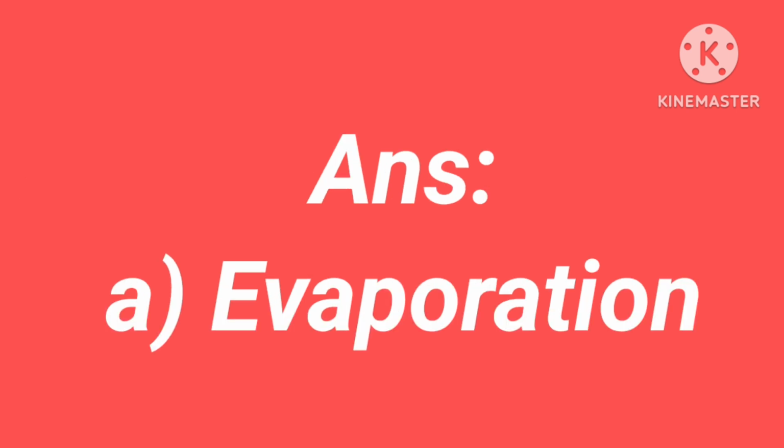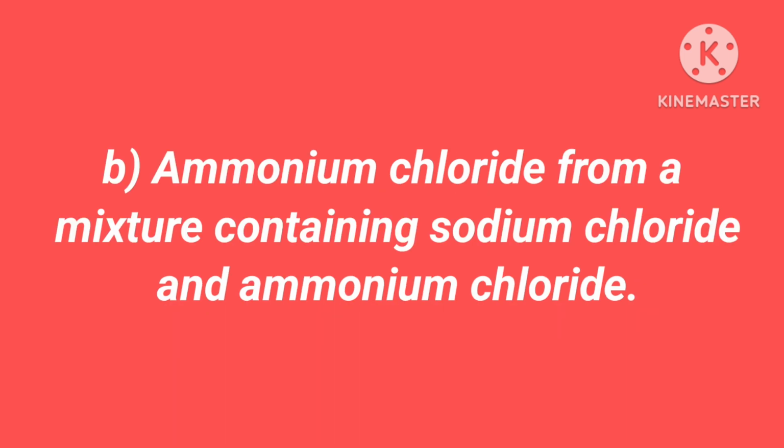By the method of evaporation. The answer is evaporation. Evaporation means we have to apply heat to the salt water. Then the water is evaporated and the NaCl is left behind in solid form. So, you will get NaCl in the form of a solid.